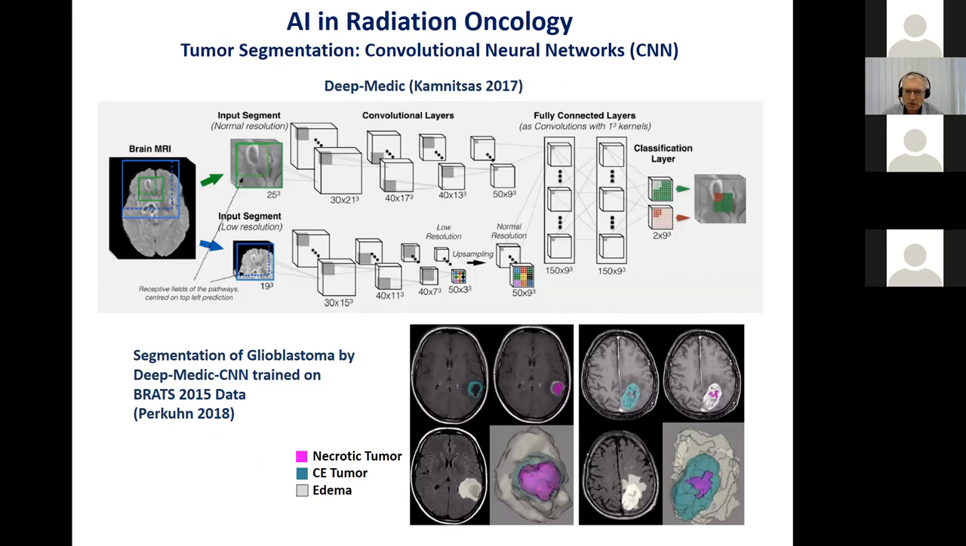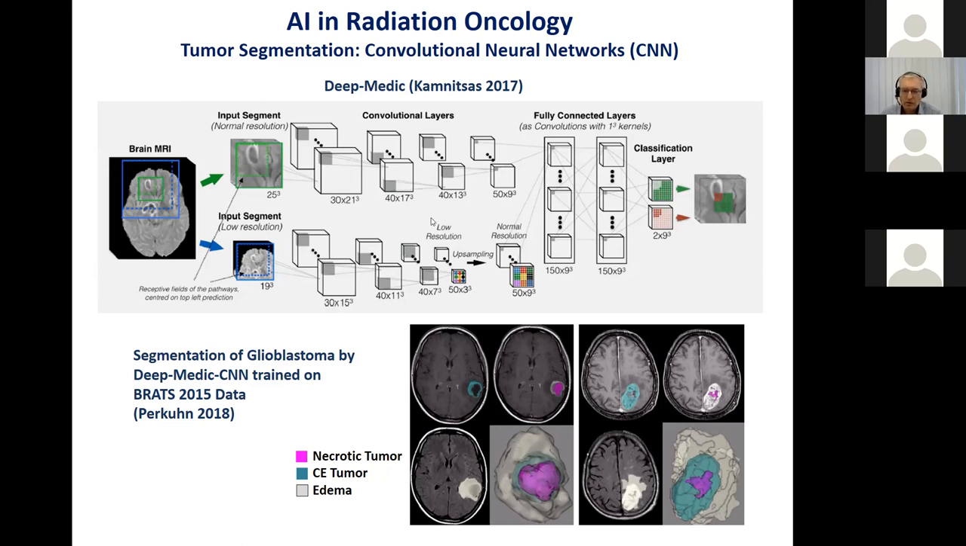I think you have already heard a little bit about deep learning. One very famous deep learning model is the DeepMedic network. It was developed in 2017. And you probably already know all these steps. You have the convolutional layers, and in the end, you have the fully connected layers. In this case, you will not have a classification for the whole tumor, but you have to somehow develop a classification for every voxel of the image. And this is partly achieved by looking at the image in different resolutions, normal resolution and low resolution.